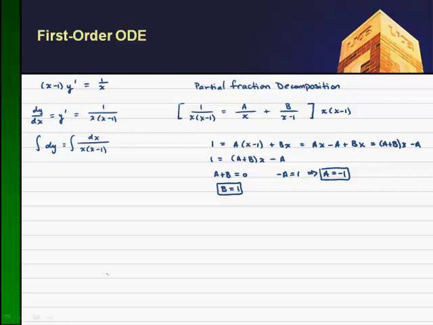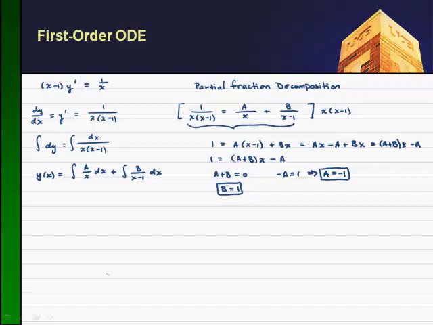So let's go ahead and integrate the dy. Going back here, I'll just get my function y of x. And here, instead of integrating 1 over x times x minus 1 dx, I know that I'm going to integrate a over x plus b over x minus 1. It's the same as integrating a over x dx plus the integral of b over x minus 1 dx. So I just substituted this.